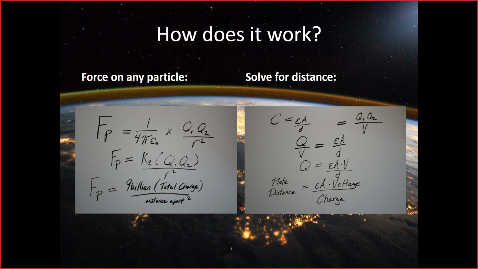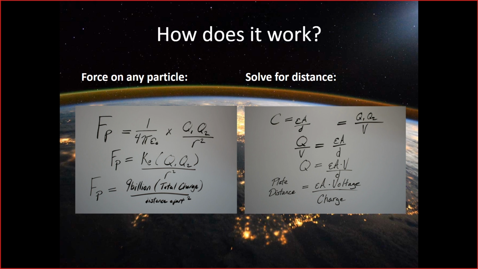Now, of course, the force on any given particle with regards to mass, the gravitational constant, is incredibly weak. However, the force on any given particle with electricity is 9 billion newtons. So, yeah, it's just incredible comparatively. So you can basically then understand the power, and the distance between the plates can be solved for, as you can do here on the right-hand side.